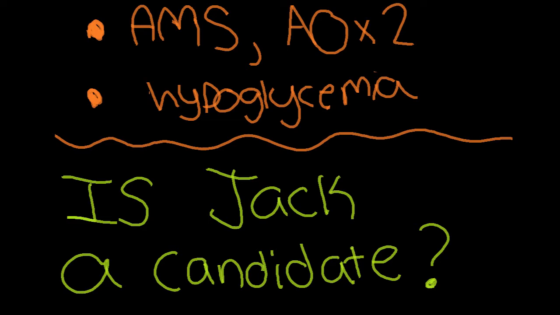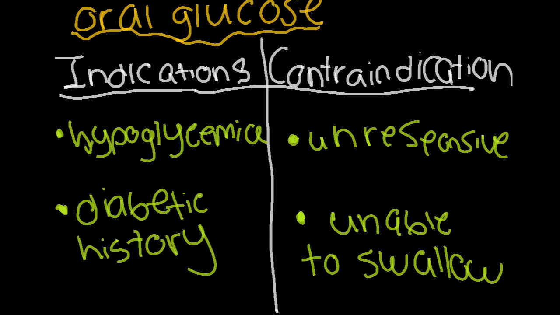So remember, indications are factors which tell us, yes, you can use this drug. We are indicating that you use this drug. If they meet these requirements, this drug will help them. So the indications are to treat hypoglycemia, which he does have. He's less than 60. And in a diabetic patient. Okay, and then contraindications are unresponsive or unable to swallow.